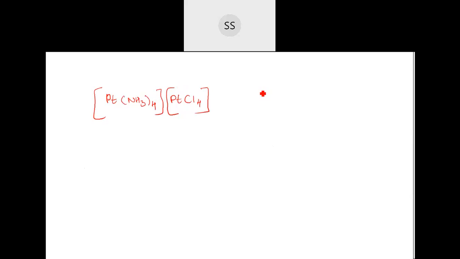And remember, platinum has two oxidation states. For platinum, one is the +2 oxidation state and the other is the +4 oxidation state. These are the two oxidation states in which platinum can exist. For silver, I said there is only one, Ag plus. But for platinum, it is +2 or +4.